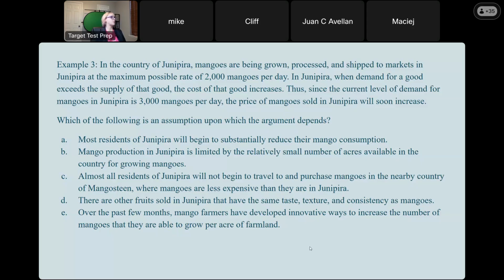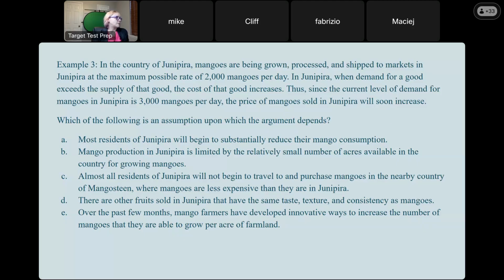Okie doke, let's break this one down. In the country of Junipero, mangoes are being grown, processed, and shipped to markets in Junipero at the maximum possible rate of 2,000 mangoes per day. That's some background information. In Junipero, when demand for a good exceeds the supply of that good, the cost of that good increases. Yes, of course. Thus, since the current level of demand for mangoes in Junipero is 3,000 mangoes per day, the price of mangoes sold in Junipero will soon increase. Which of the following is an assumption on which the argument depends?